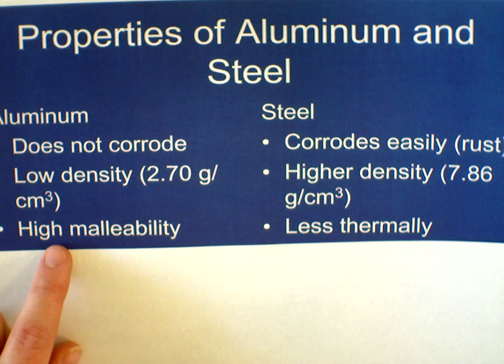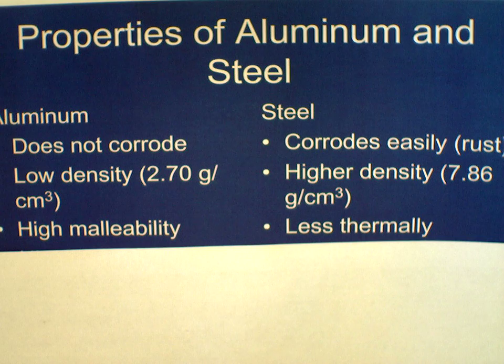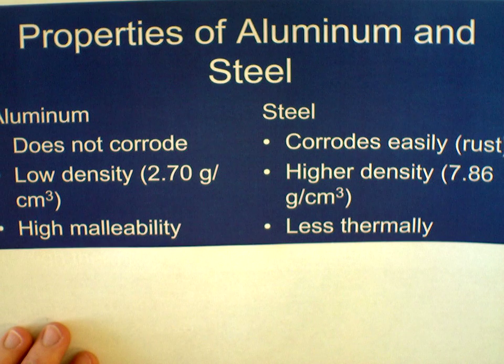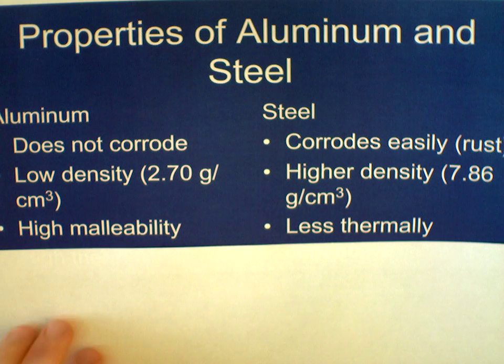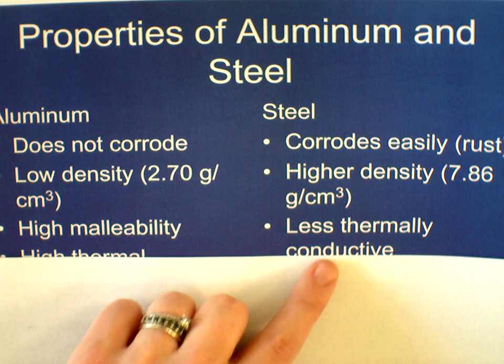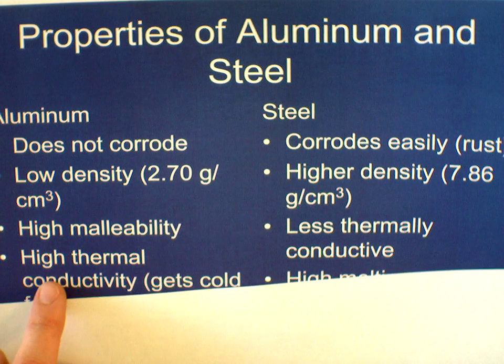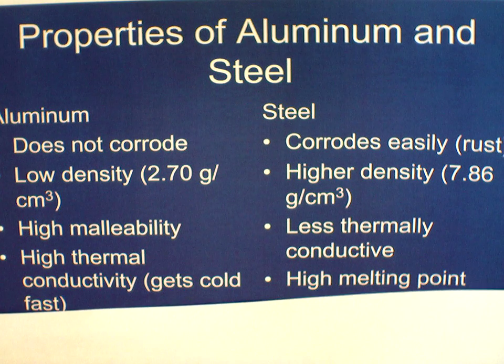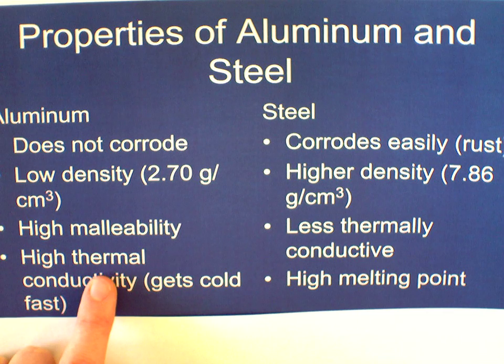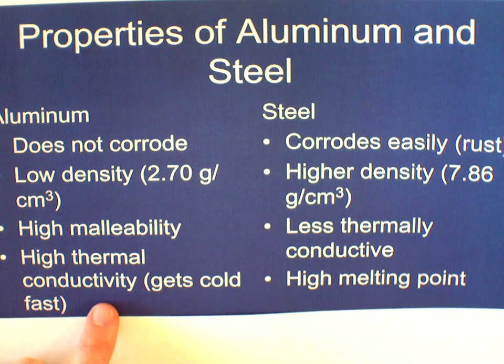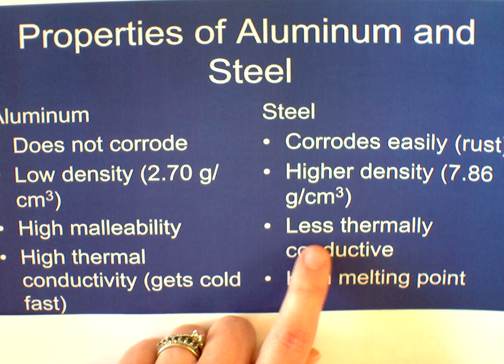Aluminum is highly malleable, so you can pound it into nice thin sheets. Steel is not quite as malleable. Steel is less thermally conductive, whereas aluminum is highly thermally conductive. That means you can cool a can of pop very quickly and easily, whereas maybe not so quickly and easily for steel.